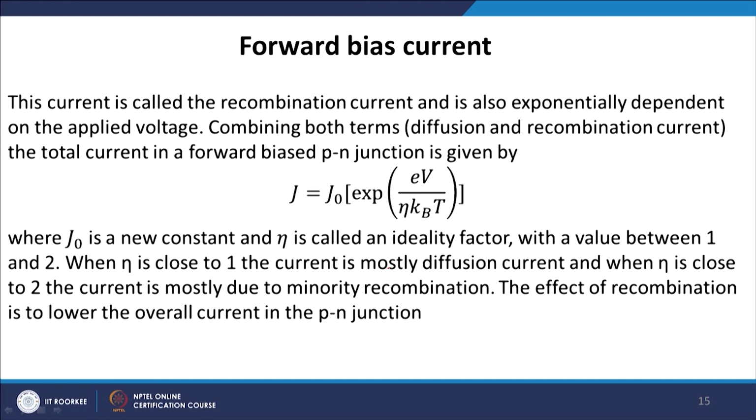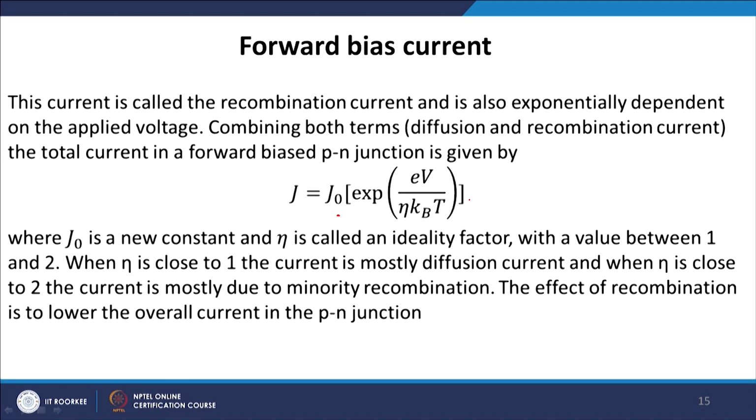Combining both terms, the diffusion and recombination current, the total current in a forward bias in a PN junction is given by J = J0 exp(eV/(η kB T)), where J0 is a new constant and η is called the ideality factor or diode ideality factor, whose value is between 1 and 2. When η is close to 1, the current is mostly diffusion controlled current, and when η is close to 2, the current is mostly due to the minority carrier recombinations.